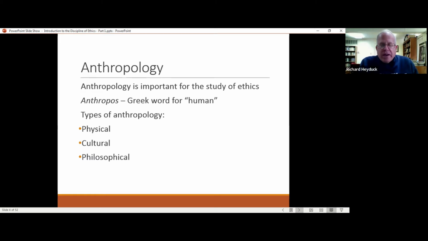This course in ethics is classed as a course in philosophy. For that reason, we'll also be considering philosophical anthropology. If this were a more specialized course in theological ethics, we'd also be considering theological anthropology. When we delve into philosophical anthropology, we use the tools and questions of philosophy to explore what it means to be human.